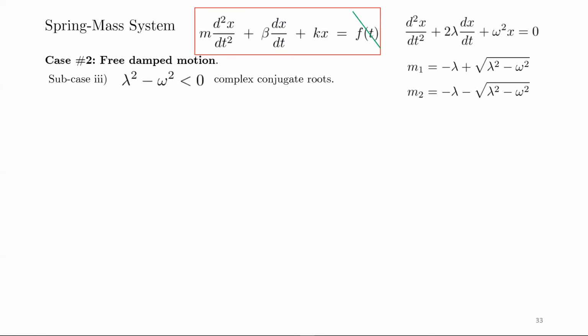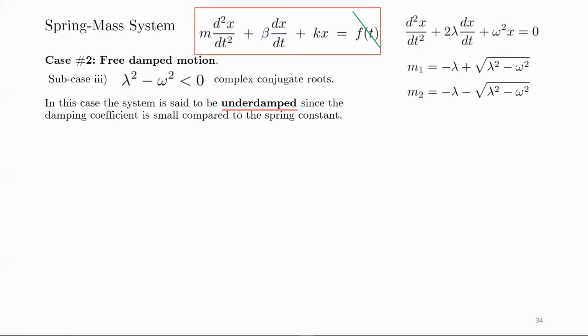But let's then look at the final subcase 3. We have lambda squared minus omega squared less than 0. So in this case, recall that if this is less than 0, we have some imaginary term in here, right? Because we have the square root of some negative number here. So we know we're going to get complex conjugate roots here. So we call this case underdamped because the damping coefficient is small compared to the spring constant. So here lambda squared is small compared to the spring constant, which is hidden in omega squared.